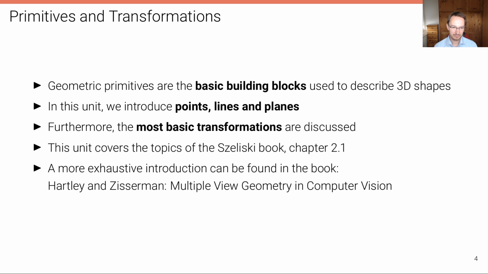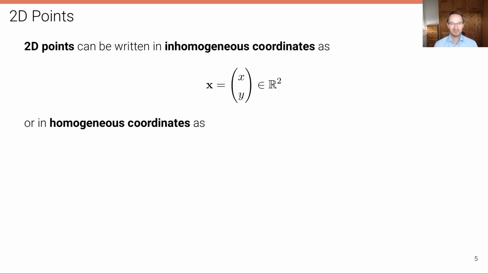This unit particularly covers the topics discussed in the book by Szeliski, chapter 2.1, and a more exhaustive introduction into multiple view geometry and its fundamentals can be found in the Hartley and Zisserman book. Let's start with 2D points.